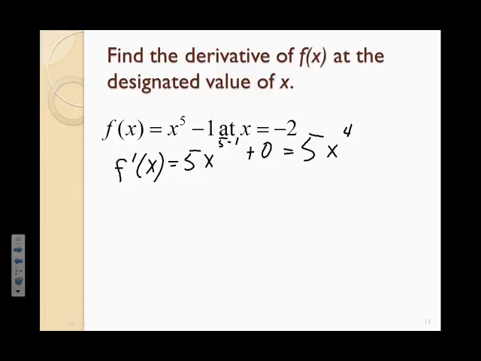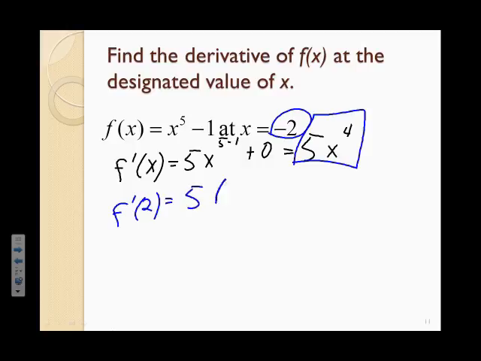Now to find the value of the derivative at x equal to minus 2, we're going to simply use this minus 2 and do an f prime of minus 2. So now we use the derivative that we found, 5x to the fourth. Every place there's an x, as you know, you put in a minus 2. So this is going to be 5 times minus 2 to the fourth. 2, 4, 8, 16.